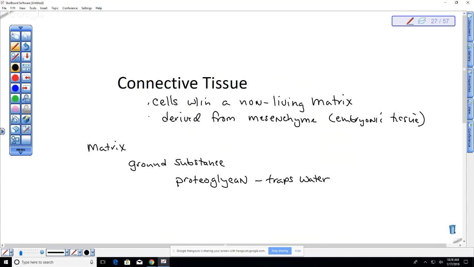So sometimes connective tissue does dry out, especially as you start to age, like the menisci in your knees or the intervertebral discs between your vertebrae. They start to dry out, and then they don't function very well, and then they can actually start to tear apart, and that can be really bad. It can lead to lots of joint problems.